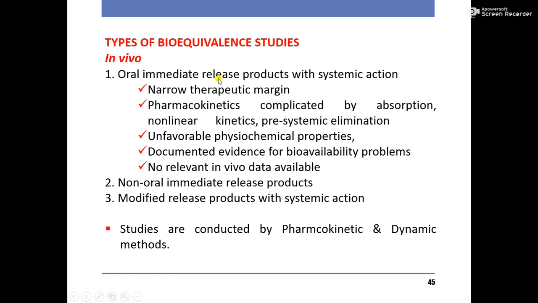Types of bioequivalence studies. The first one is in vivo studies. In vivo study is for oral immediate release products with systemic action. In an in vivo bioequivalence study, there should be a narrow therapeutic margin, a pharmacokinetic profile complicated by absorption, non-linear kinetics, pre-systemic elimination, unfavorable physicochemical properties and documented evidence for bioavailability problems, or no relevant in vivo data available.